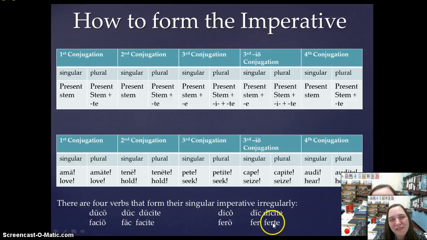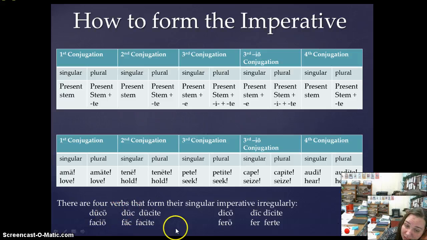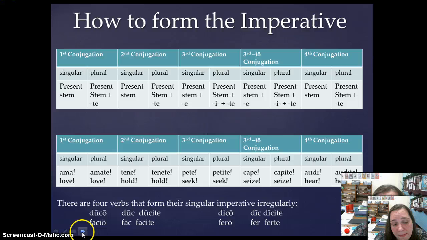But fero is actually an irregular verb that you'll learn next year, and it's pretty highly irregular, actually. So it's actually not surprising that both the singular and the plural imperative for this particular verb are irregular. And the reason for that, of course, is because the whole verb is a little wonky. So you have to remember, when you have these four verbs, you're going to have that irregular singular imperative, okay?